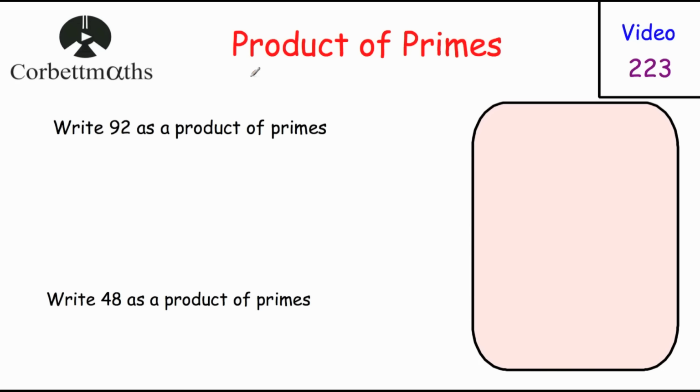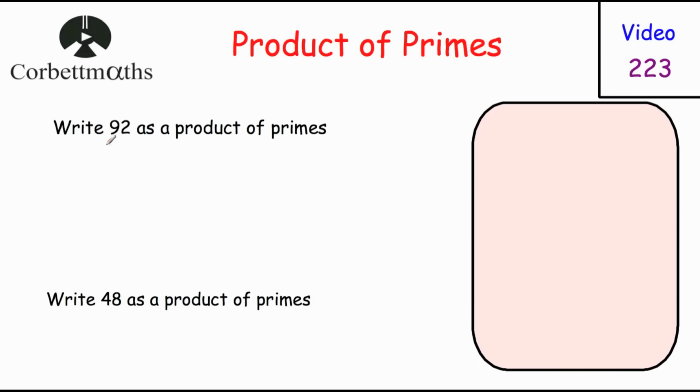Okay, so our next topic is product of primes, and that's video 223 in Corbettmaths. Now in M3 we use the product of primes to work out the LCM, that's the lowest common multiple, or the HCF, the highest common factor. So let's have a look at our first question. So let's write some numbers as product of primes, and then we'll use that information to find the lowest common multiple and the highest common factor.